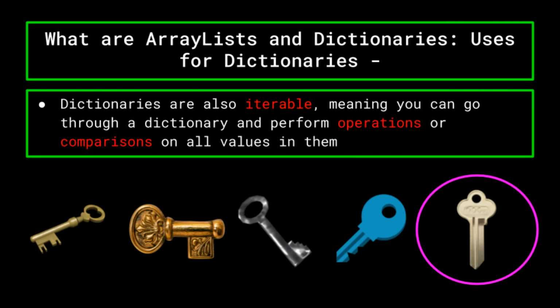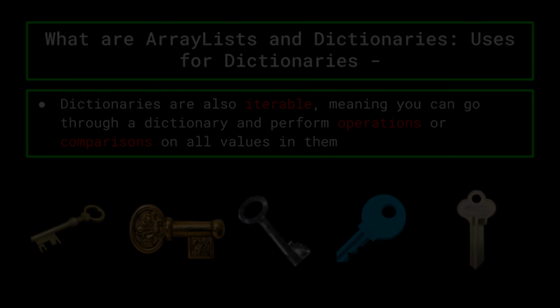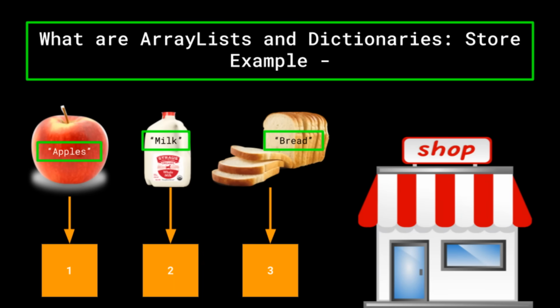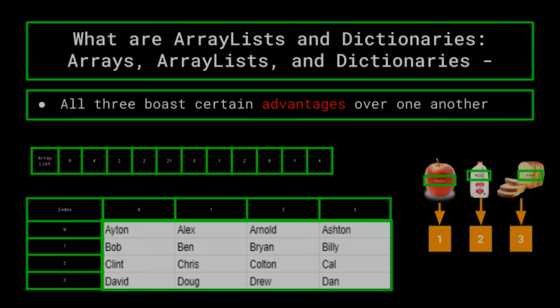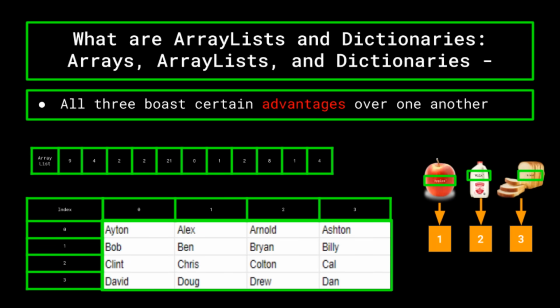If you want to find the product with the highest price, for example, you can iterate through the dictionary to find the value that is highest amongst the grocery store items. Arrays, array lists, and dictionaries are useful in their own right, as are the mass amounts of other ways to store data, and each boast certain advantages over one another. We already covered the basics of these three, but since there are so many, we don't have time to go in depth into each and every one of them.